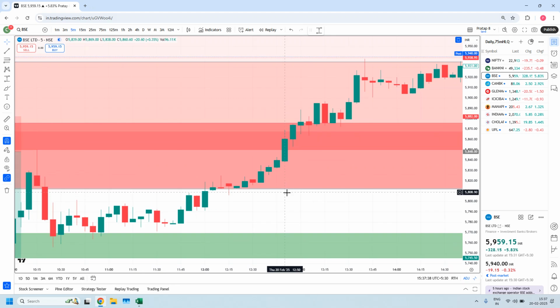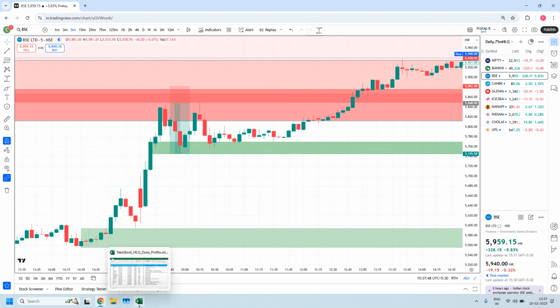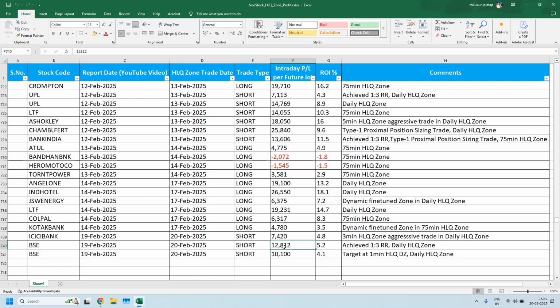Suppose you exited exactly at the 1:3 RR level. It achieved 1:3 RR. Suppose you exited at that level, then you might have got a profit of 12,812 rupees, which is 5.2% return on the investment. See, here we got 12,000, but ROI is still 5.2% only.